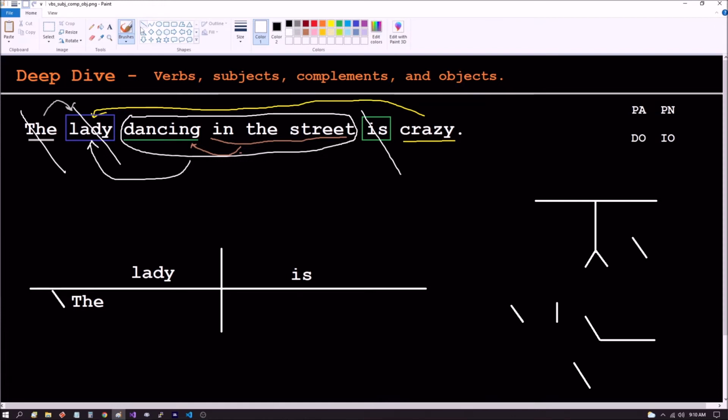And the way you would do that is right after the verb, you would put a line that slants back pointing towards the subject. If that were instead a direct object, then this line would go straight up and down, and you'd put the direct object over here. But since we know that it's working as a complement, you use the slanted line, and you would put "crazy" there. You could kind of think of that as almost like an arrow pointing back to the subject. So the main gist of this sentence is "lady is crazy." The lady is crazy. That's the main gist of the sentence.